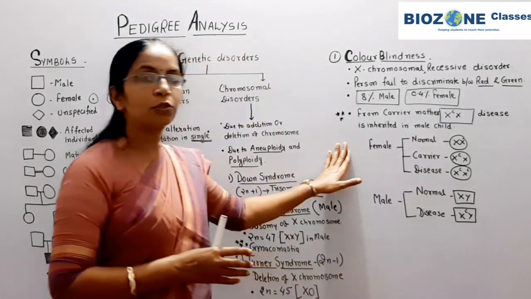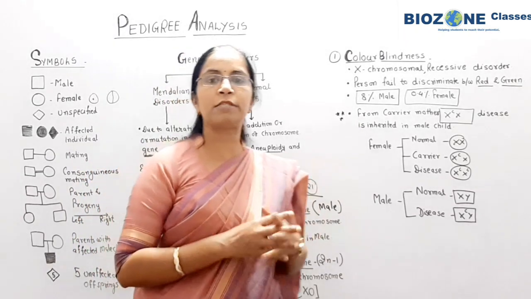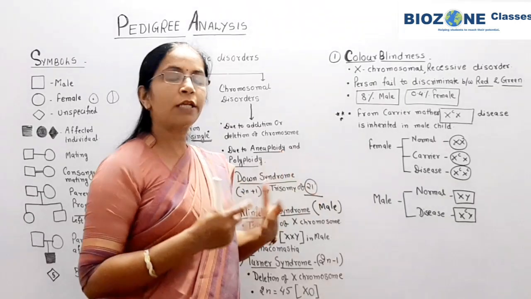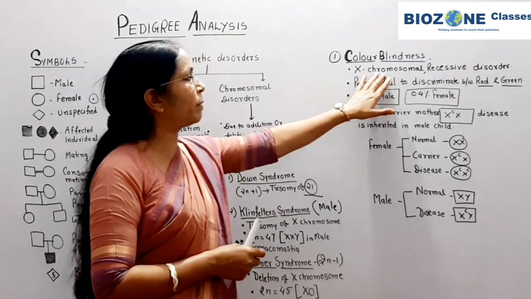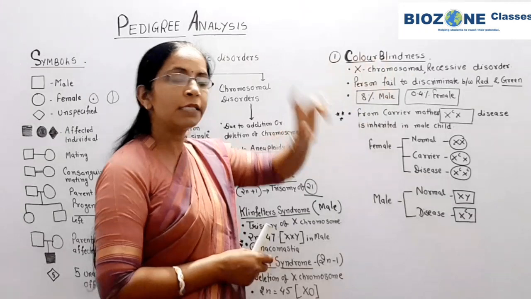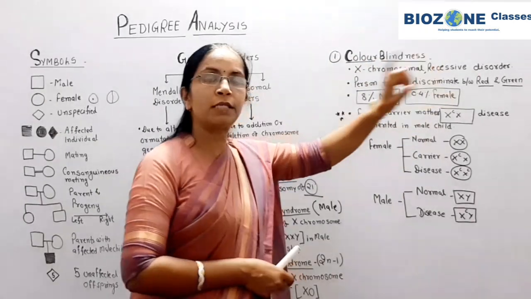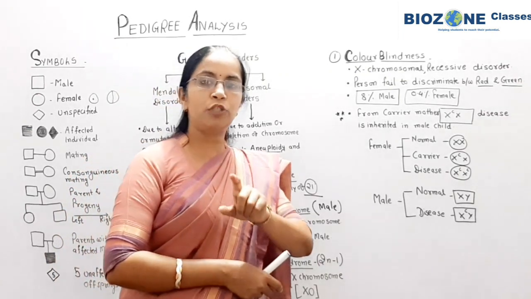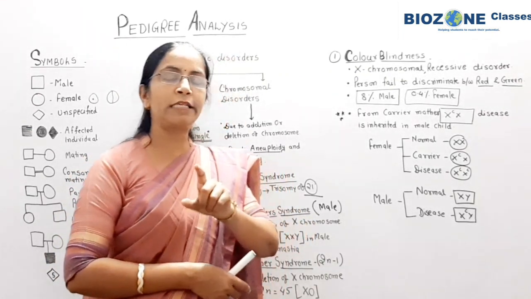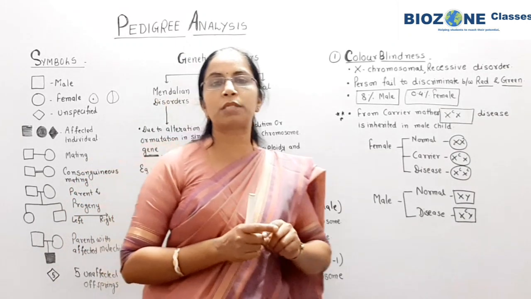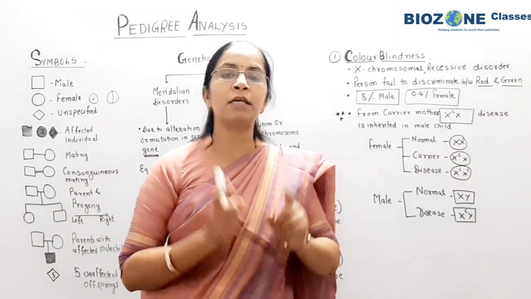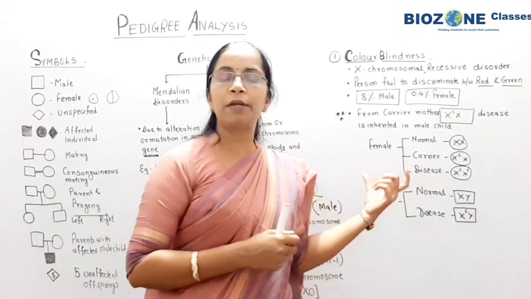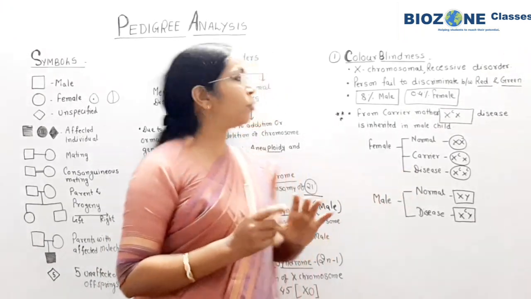So remember, we are going to study two examples of X chromosomal inheritance. The first example is color blindness. Now what is color blindness? First, remember it is X chromosomal inheritance. Secondly, it is a recessive disorder. Recessive disorder means it mainly expresses in male individuals. When will the disease be expressed in females? When both the X chromosomes carry the gene for color blindness, only then does the female show the expression of the particular phenotype. So remember that part.